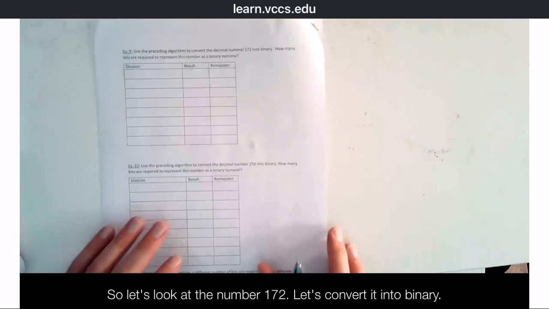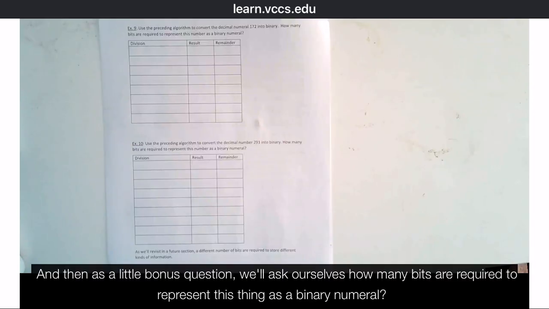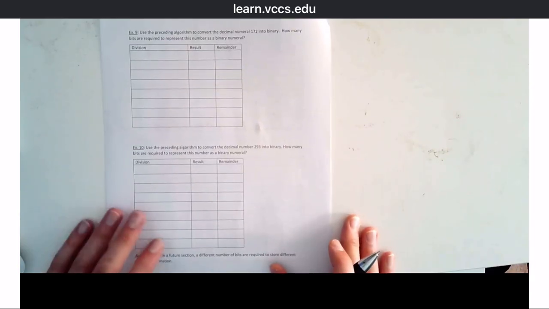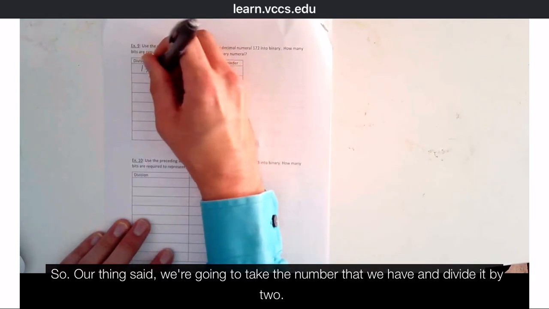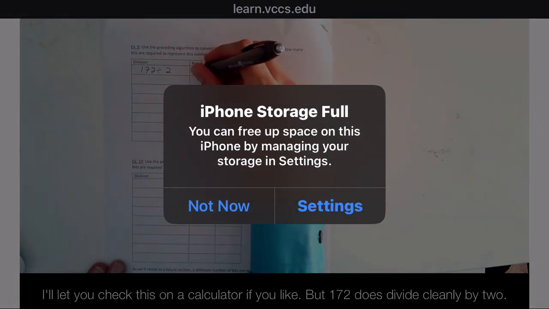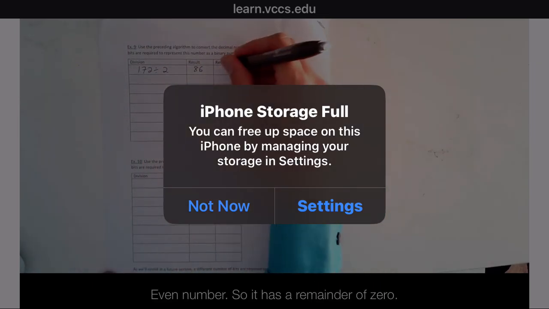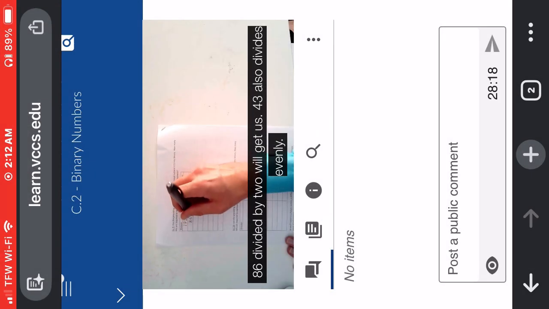So let's look at the number 172. Let's convert it into binary. And as a little bonus question, we'll ask ourselves how many bits are required to represent this thing as a binary numeral. So we're going to take the number that we have and divide it by 2. I'll let you check this on a calculator if you like, but 172 does divide cleanly by 2. The result is 86. Of course, we knew it was going to divide evenly by 2, right? It's an even number. So it has a remainder of 0. 86 divided by 2 will get us 43, also divides evenly.